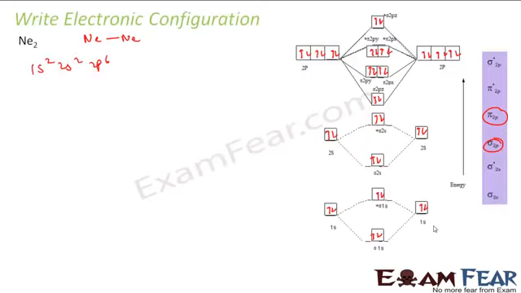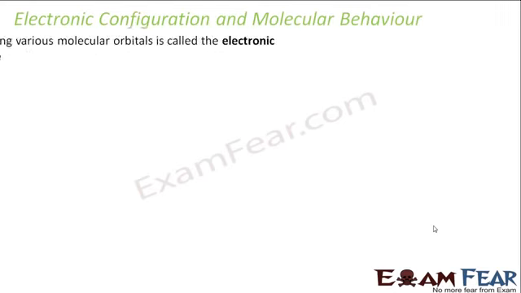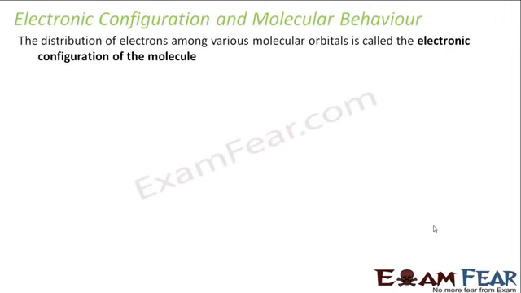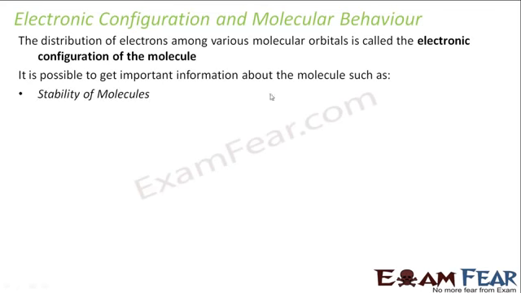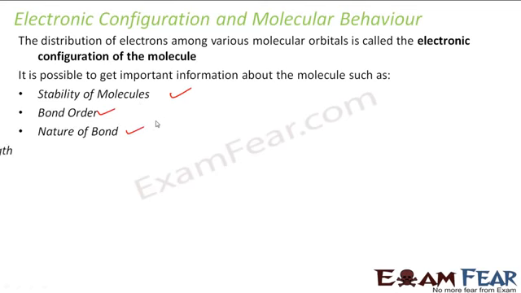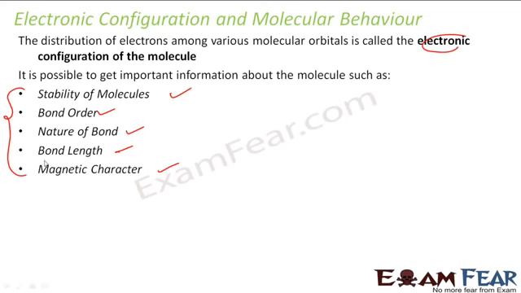Now you must be wondering, why did we do so much electronic configuration? What information are we getting from electronic configuration? So let's see this. The molecular behavior can be predicted from electronic configuration. Stability of molecules, the bond order, the nature of bond, the bond length, magnetic character. All these things we can find using electronic configuration. We'll explain this one by one. All these things we can find if you know the electronic configuration of a molecule.